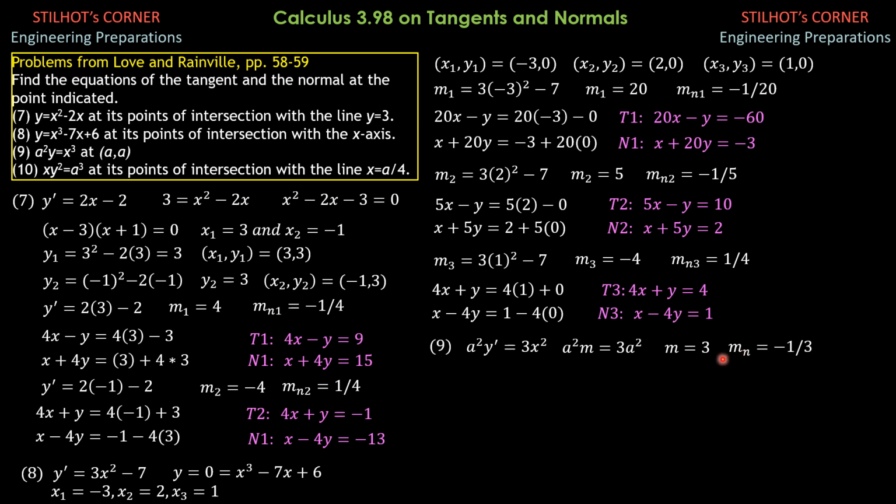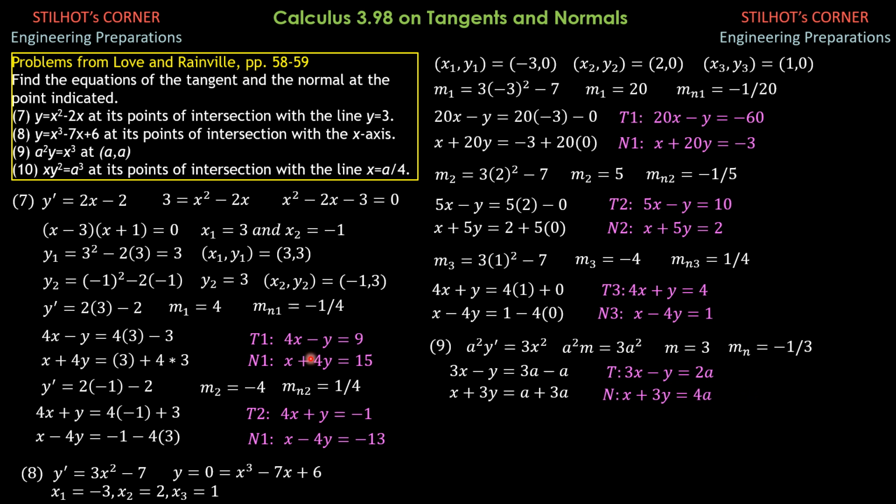For the tangent, the equation is 3x minus y equals 3a minus a, or 3x minus y equals 3x1 minus y1. So 3x minus y equals 2a. For the normal, x plus 3y equals a plus 3 times a. Therefore, the normal is x plus 3y equals 4a.